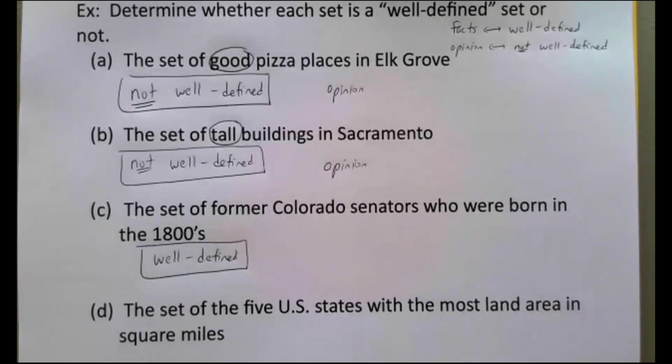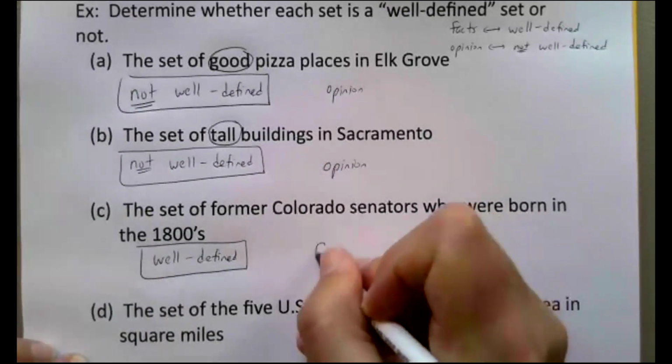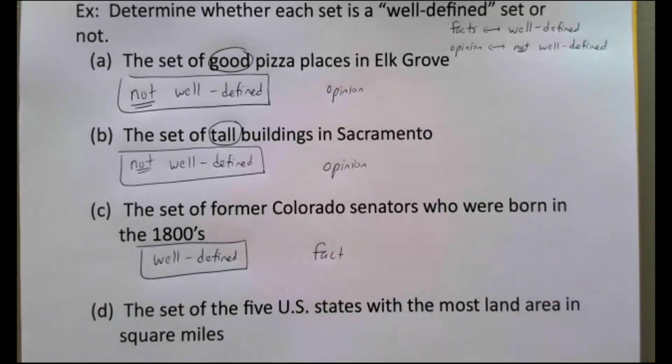Again, it's not whether you can or can't write anything down. It's does it have to do with fact or opinion? There's no opinion involved in part C. The set of former Colorado senators born in the 1800s, people either are on this list or they're not. They're either in this set or they're not. Doesn't matter what you think about it. Doesn't matter what your opinion is. Even though I bet you probably no one watching this video can name even one Colorado senator who was born in the 1800s. I can't.